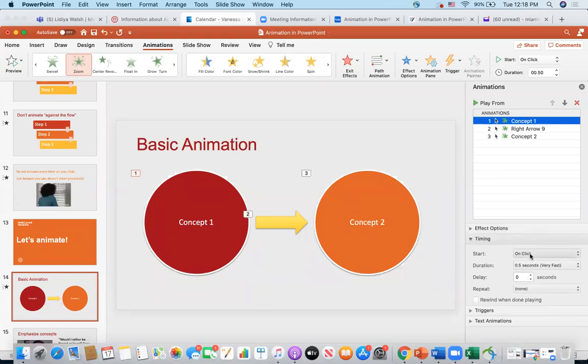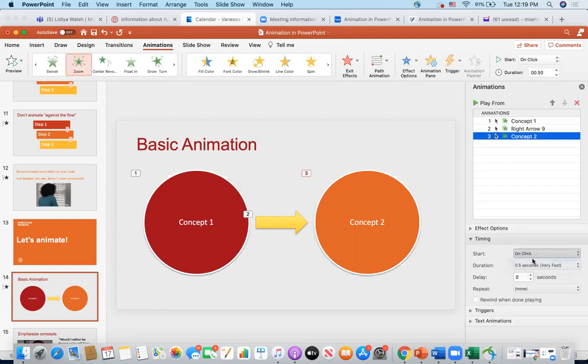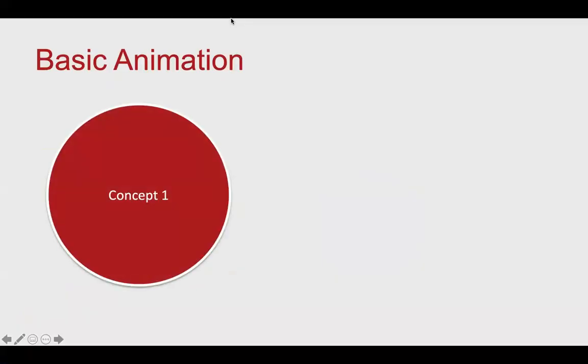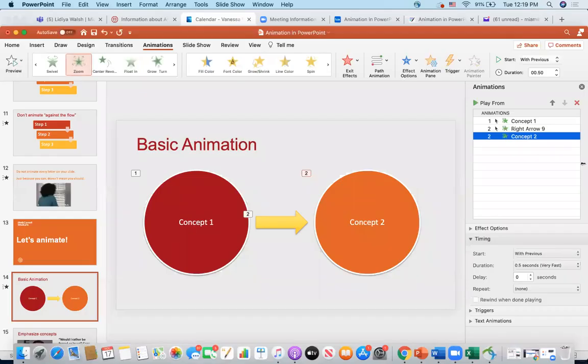If I wanted to make things more automated, I could change things so that animations show up with previous ones automatically or even after previous ones, and I can decide what the delay will be for that. So for example, let's say I wanted concept two to show up with the arrow and not separately. With concept two selected, I could just do with previous. Let me go back into slideshow mode. So I've got one hit of my space bar, and remember, it was three altogether. But now when I do it, they both show up together. All right. Let me go back.